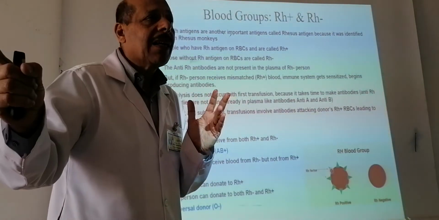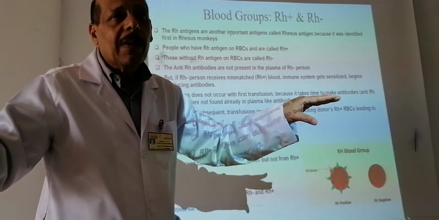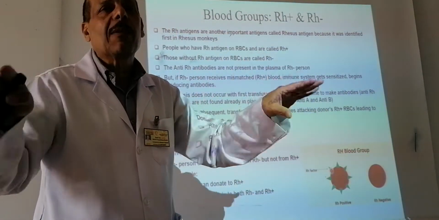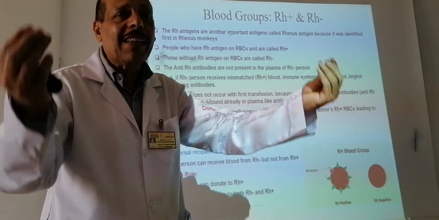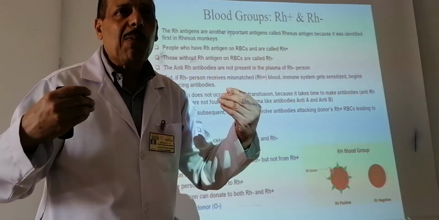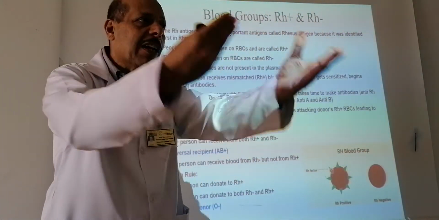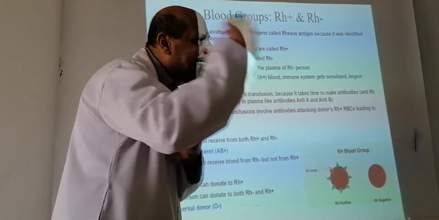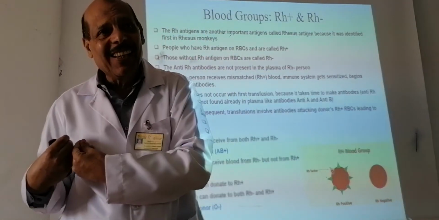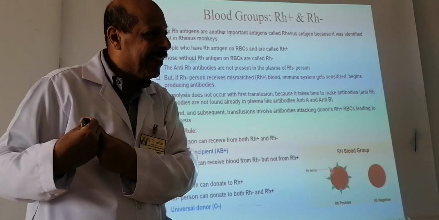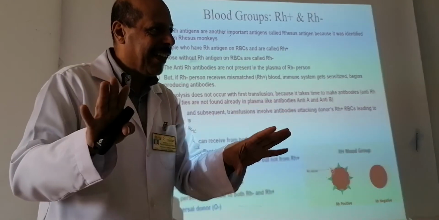Your plasma is free from antibody. So no antibody is there. Because of that, when you receive any type of blood, there is no antibody in your plasma, so it will not attack the blood that you are taking from outside. Did you understand it now?